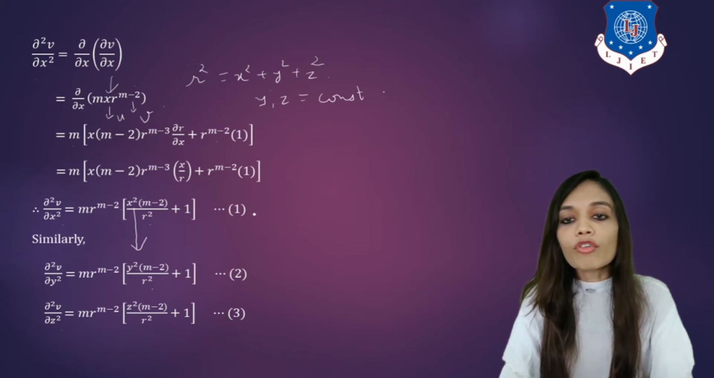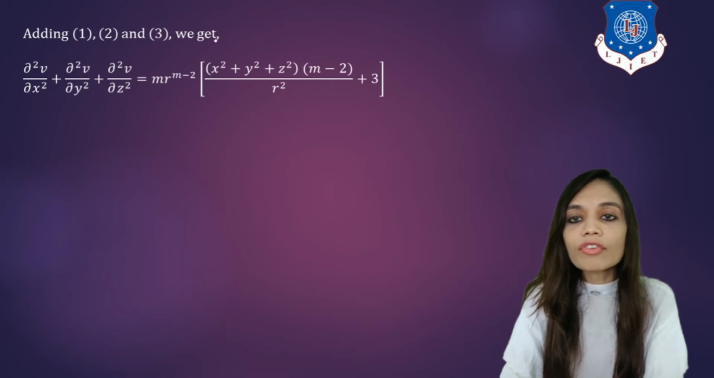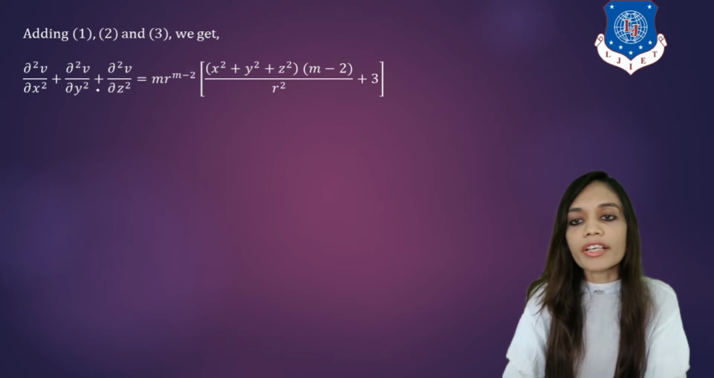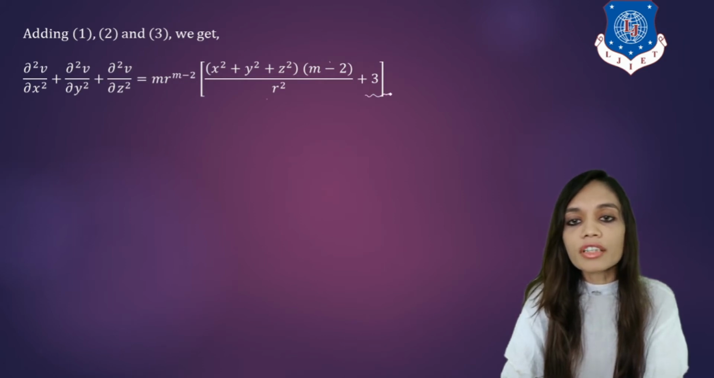Now, what we will do? We will add 1, 2 and 3. So, on adding 1, 2 and 3, we will get del square v upon del x square plus del square v upon del y square plus del square v upon del z square, that will be equal to m into r raised to m minus 2 into x square plus y square plus z square into m minus 2 upon r square and 3 times 1. So, it will give us 3.